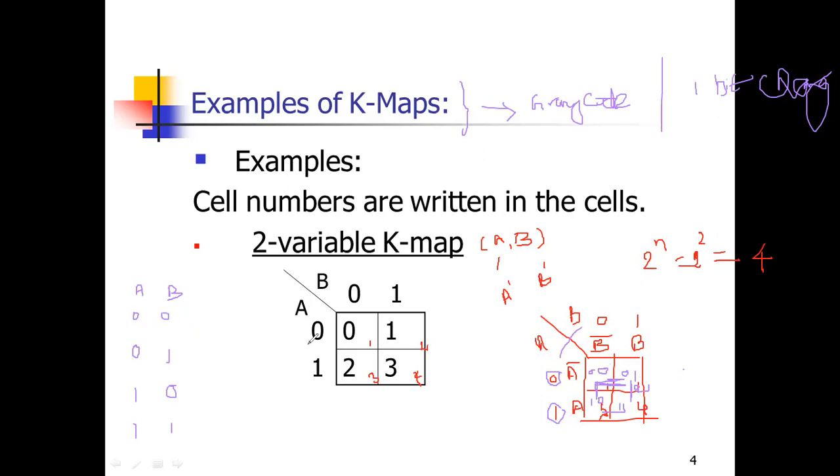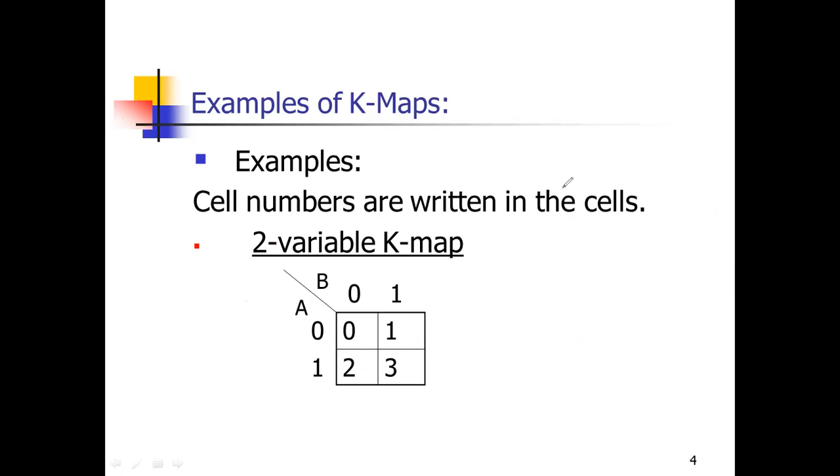The same thing only here: 0 0 means 0, 0 1 means 1, 1 0 means 2, 1 1 means 3. Please listen: 0 1 2 3. Since it is two variables, no confusion for you, but if it increases to three variables, it is somewhat difficult for you to understand.